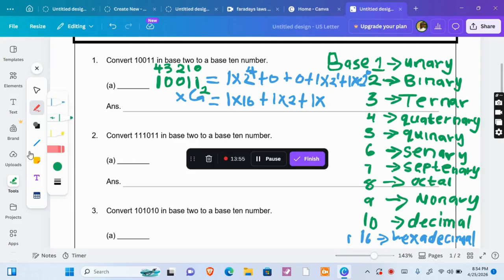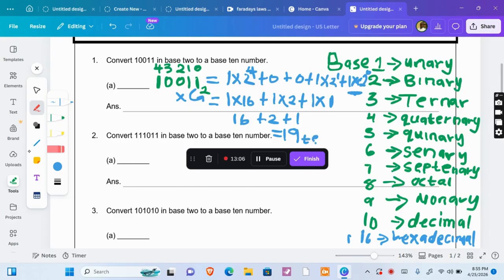So at this point here, we'll have 1 times 2 raised to the power 0. 2 raised to the power 0 is 1. So that's 1 times 1. Now let's do the next multiplication. 1 times 16, that's 16, plus 1 times 2, that's 2, plus 1 times 1, that's 1. Now 16 plus 2, 18 plus 1, that's 19. So at the end, 10011 in base 2 is actually equal to 19 in base 10.